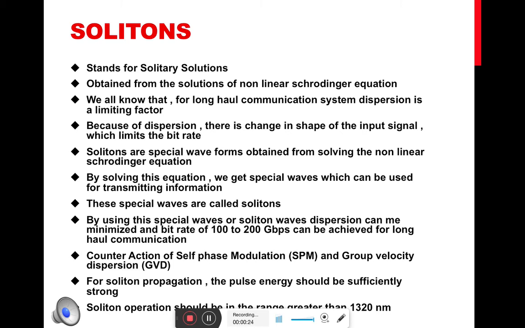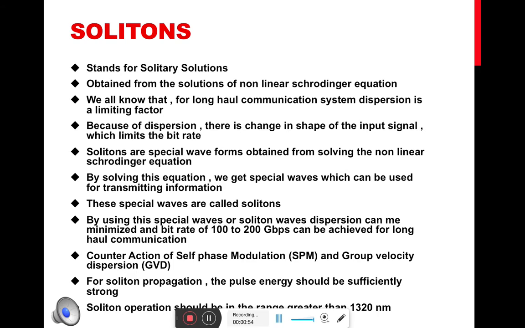In a long haul communication system, dispersion is one of the limiting factors, and because of dispersion, the bit rate gets reduced to 9 gigabits per second. So if you are using our special waves called solitons, the dispersion can be minimized as well as the bit rate can be improved from 100 to 200 gigabits per second. So solitons are nothing but a special wave used for propagation in a communication system.